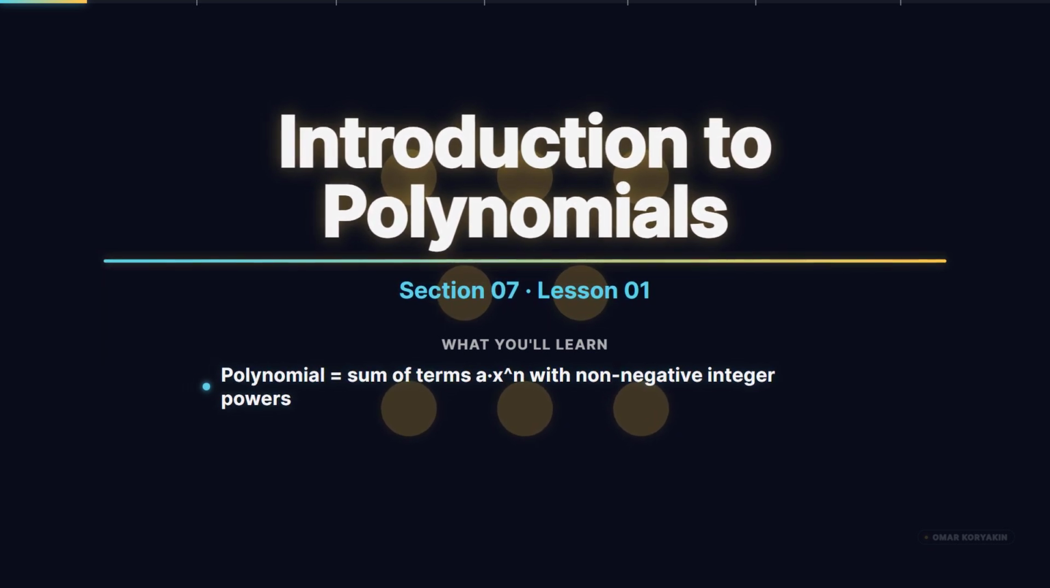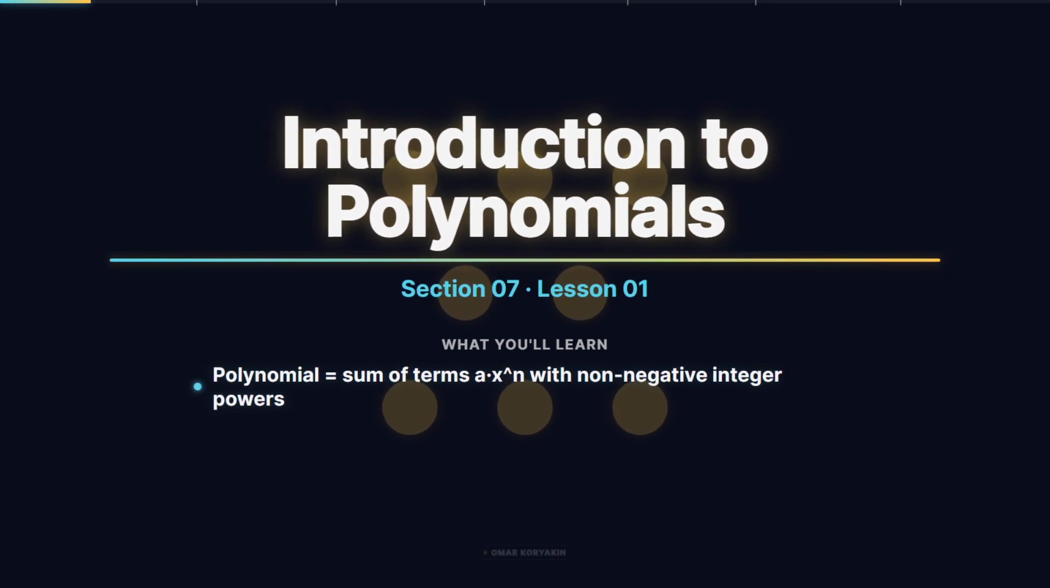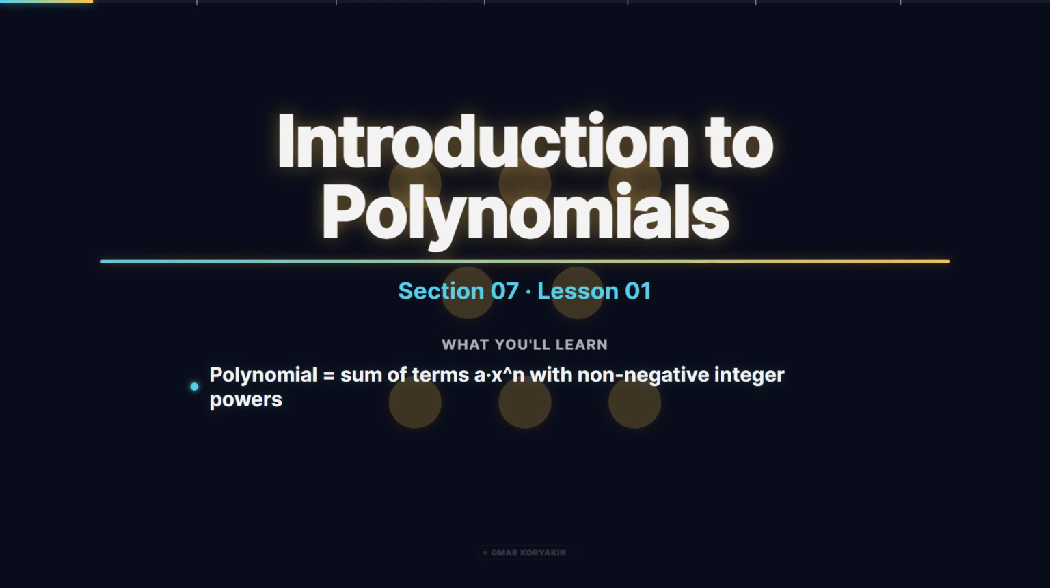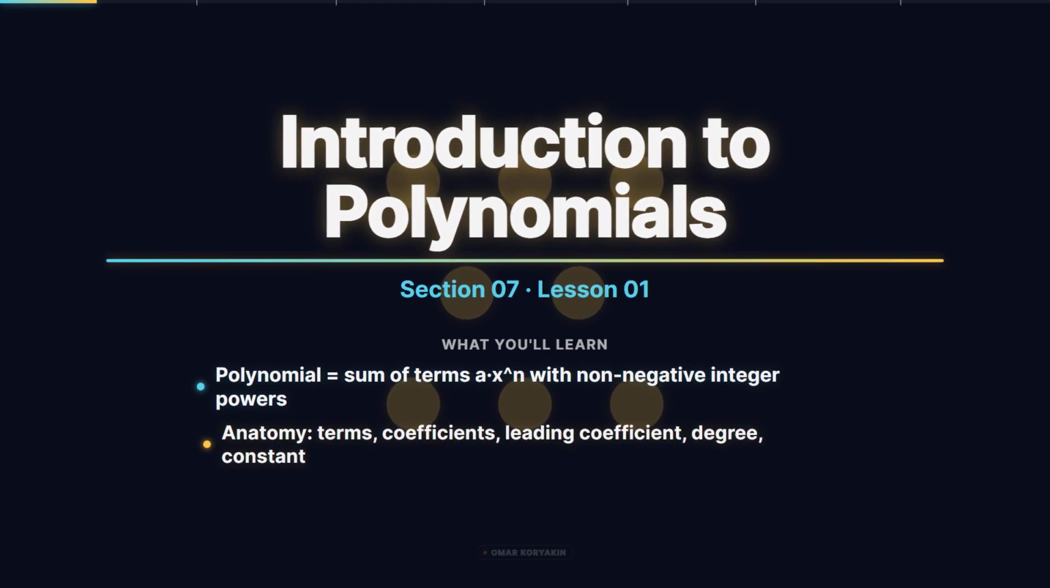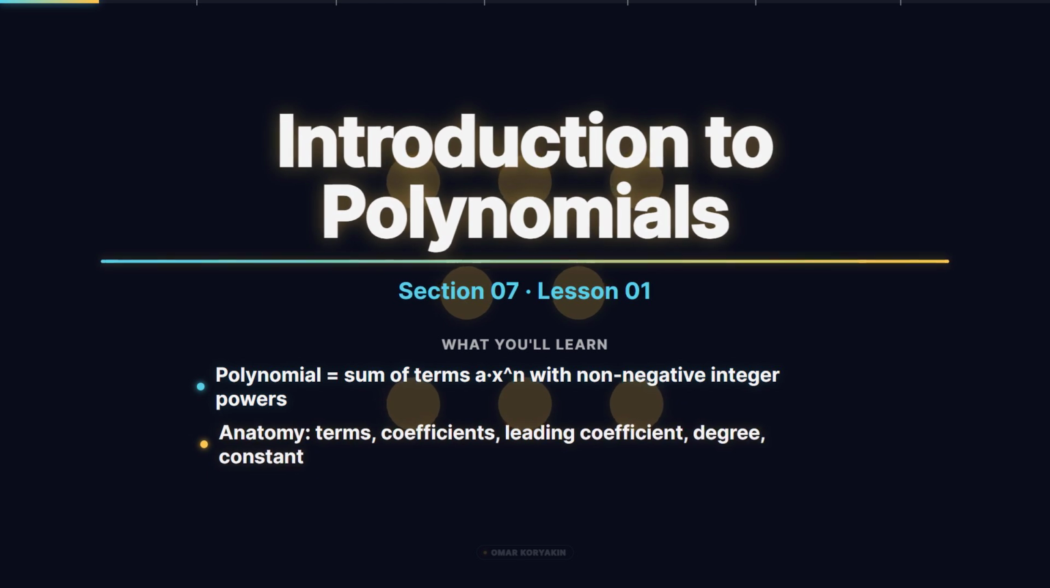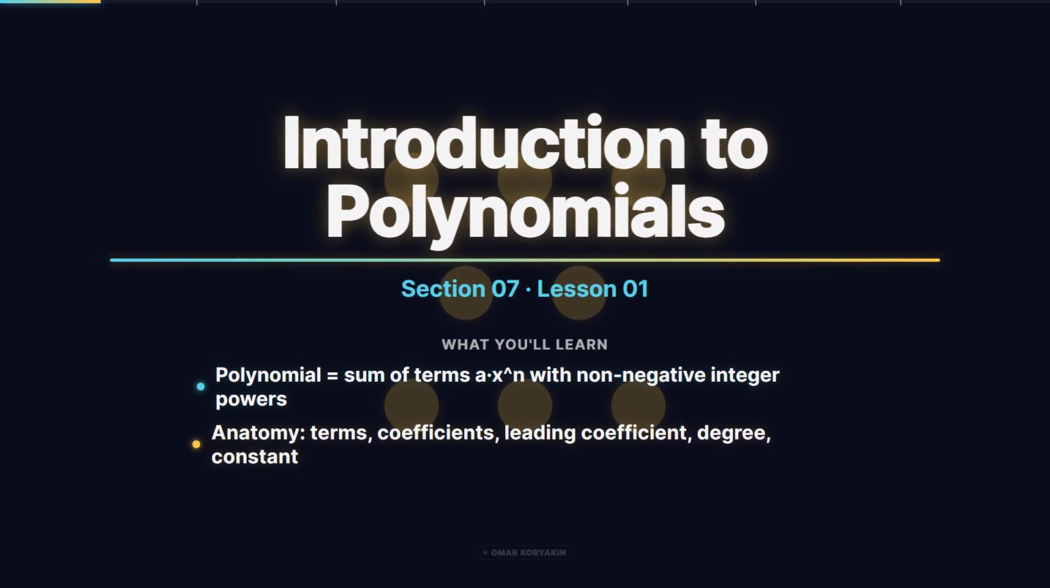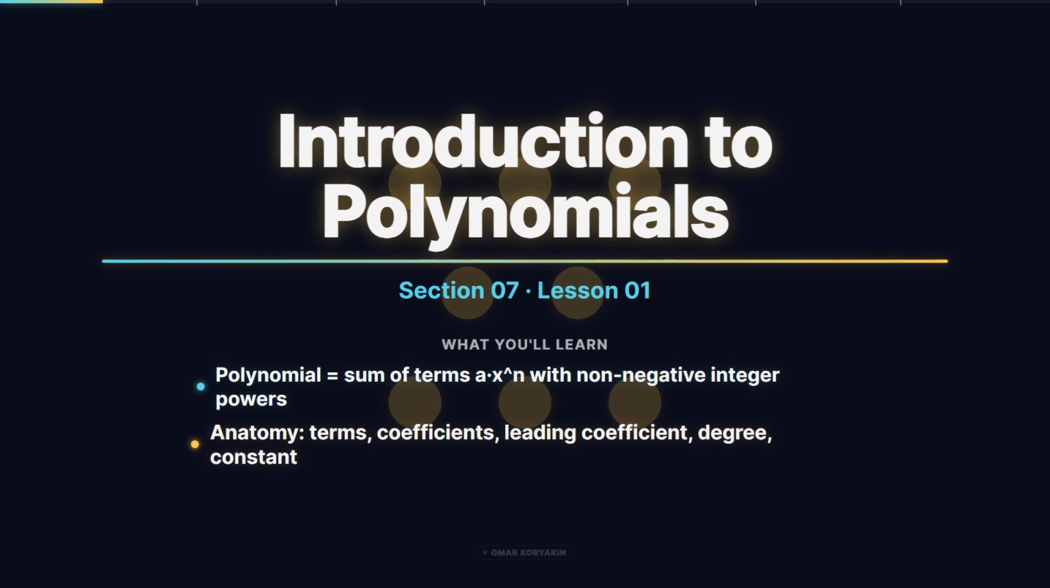Counter examples that are not polynomials include x to the negative 1, which has a negative exponent, x to the 1/2, which is a square root and a fractional exponent, and 1 over x, which is the same as a negative exponent. The non-negative integer exponent rule is what makes the object a polynomial.